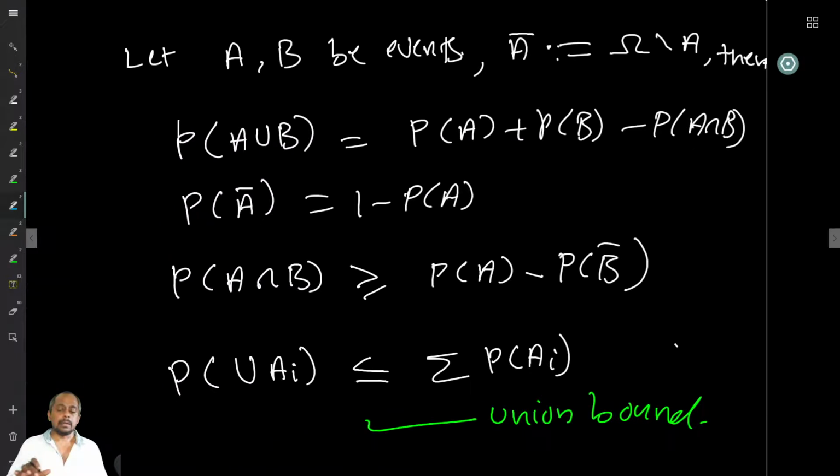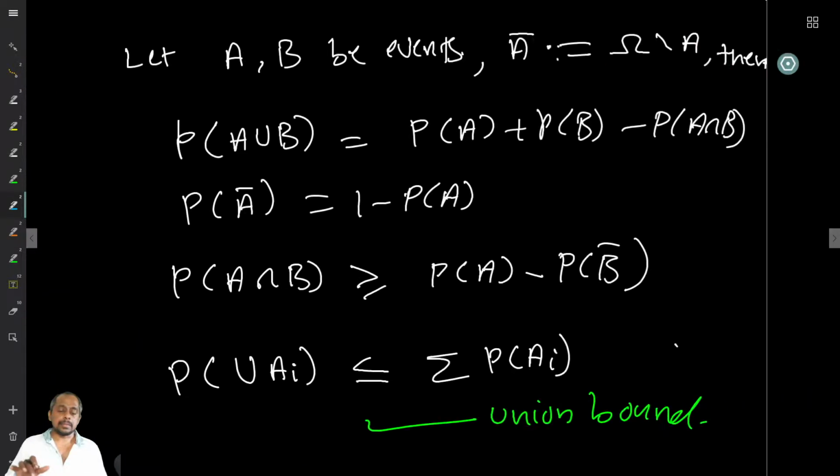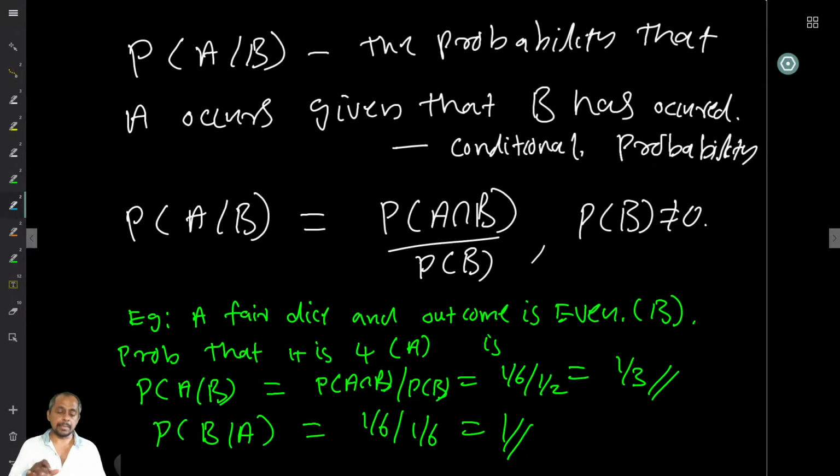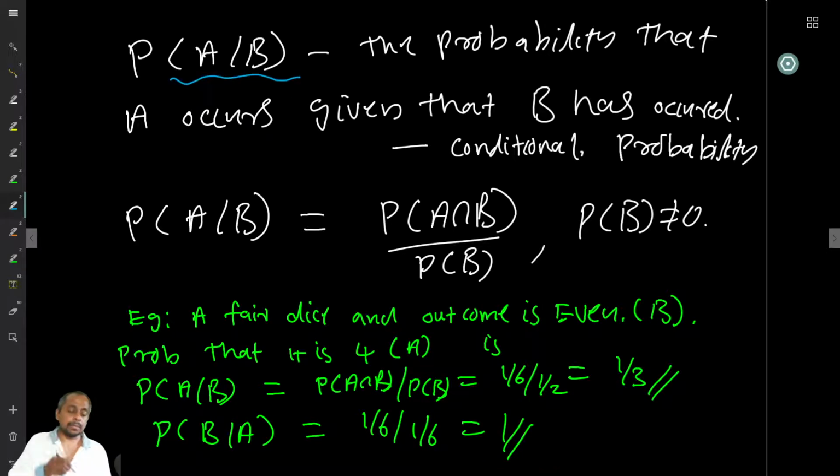So that is a quick review of the necessary tools from probability theory. Maybe a few more. Probability of A given B, read as A given B, is the probability that the event A occurs given the fact that event B has already occurred.